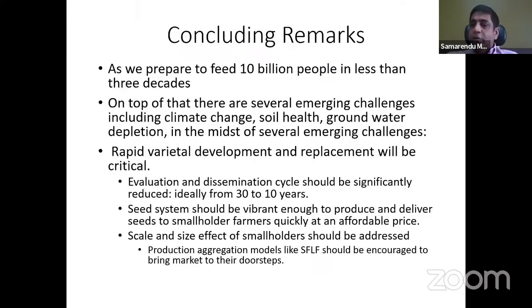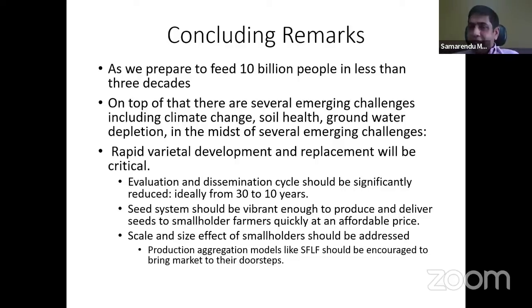So let me conclude there. It's already close to 1 hour. In concluding, we already have more than 8 billion people, India is the most populous country, and we will be reaching 10 billion in the next 3 decades, 8 to 10 billion. On top of the population, we have several emerging challenges. The most important is climate change, with more frequent occurrence of extreme weather, more untimely flood, untimely drought. You will see more of this as we go into the future.